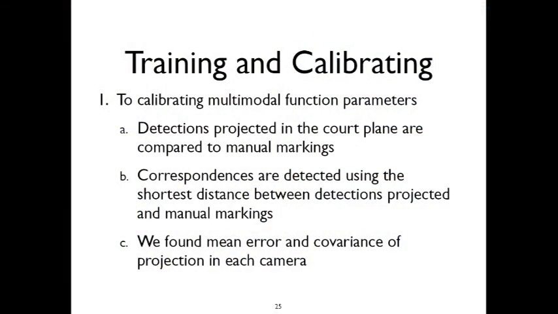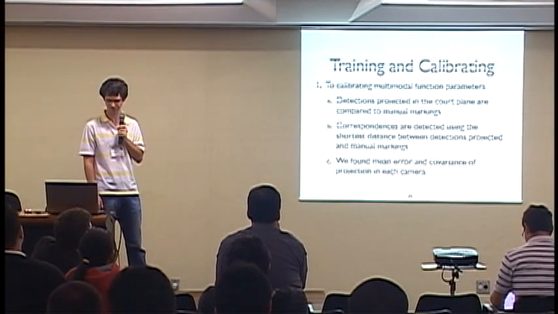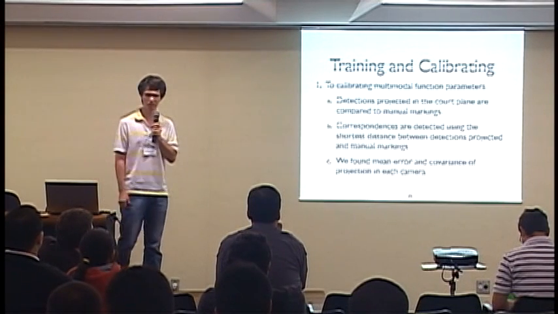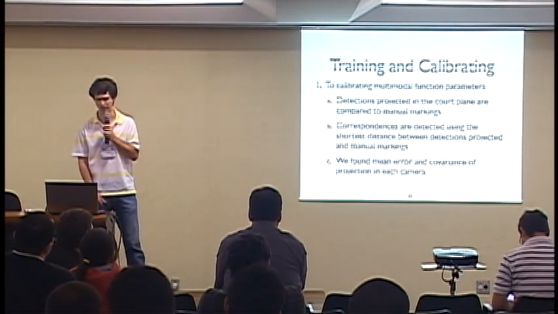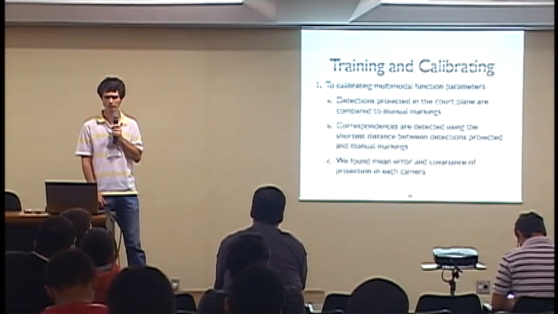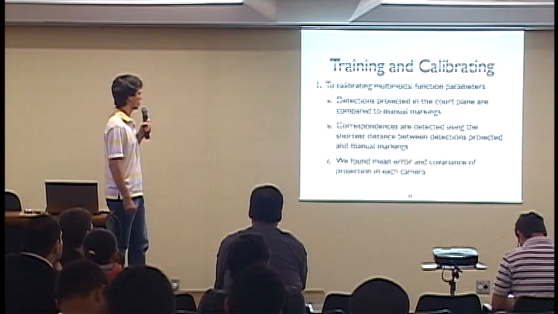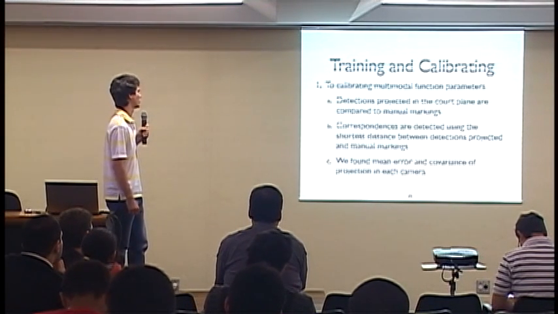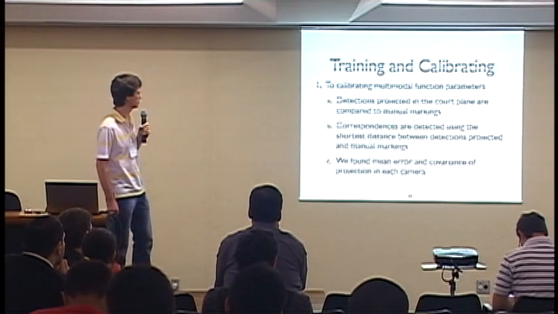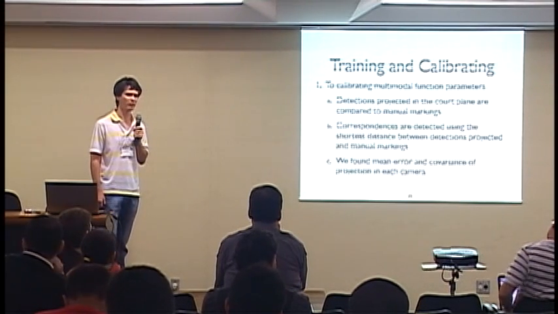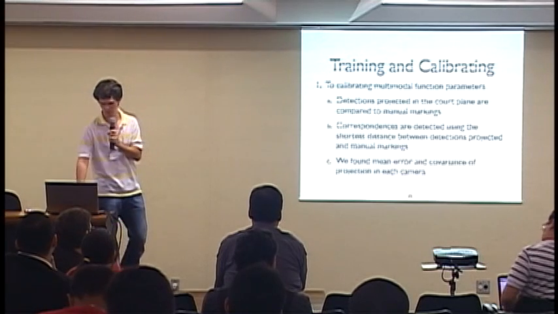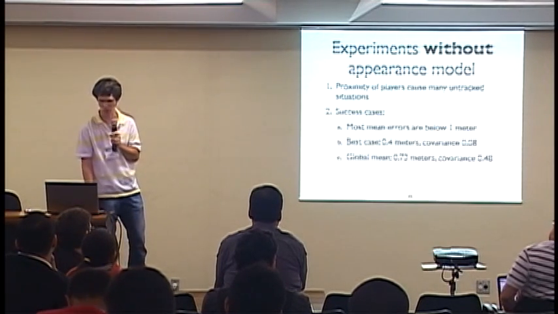To calibrate the multimodal function parameters, we use detections projected on the court plane and compare them with manual markings. These correspondences are found by shortest distance. We found the mean and the errors of these correspondences to make the parameters, and then use them to make the Gaussians in the multimodal functions.